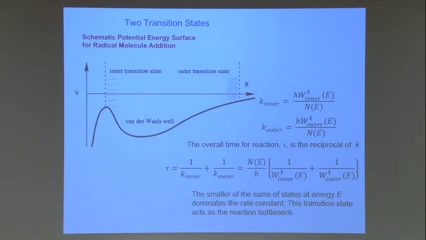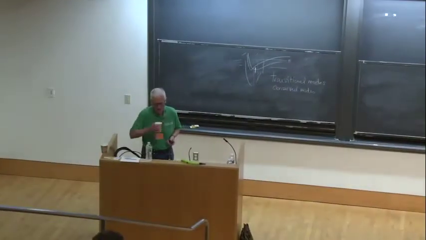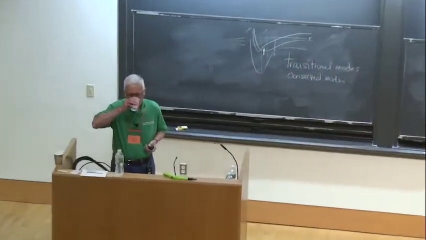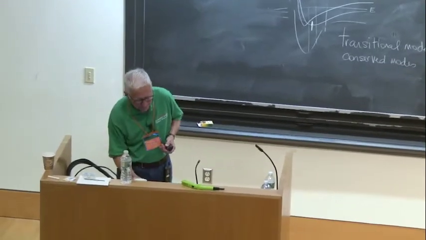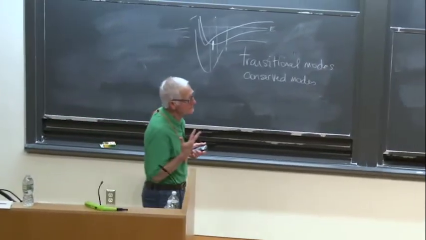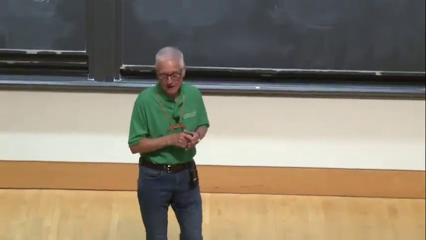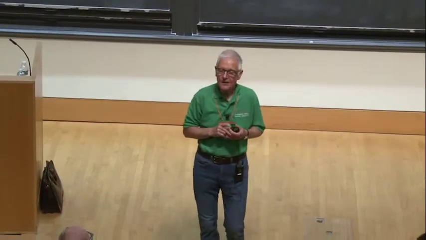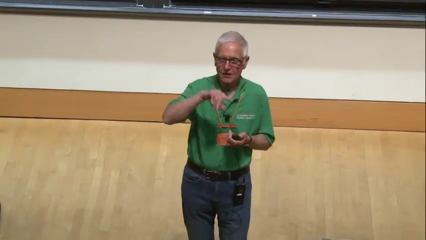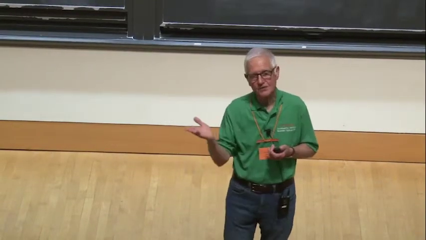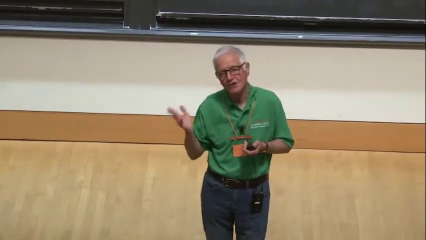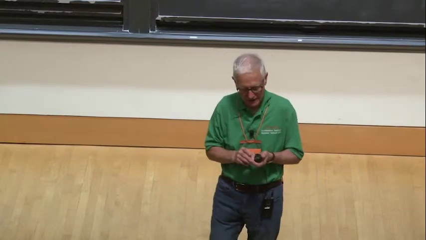Okay, now let's go to something of a complication. We've looked so far at calculating for a very well-defined transition state, where we don't have to use variational theory, and then at radical-radical reactions where there's no obvious transition state, and we do have to use variational theory.